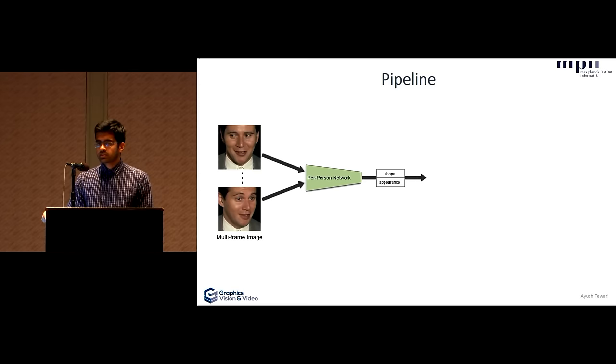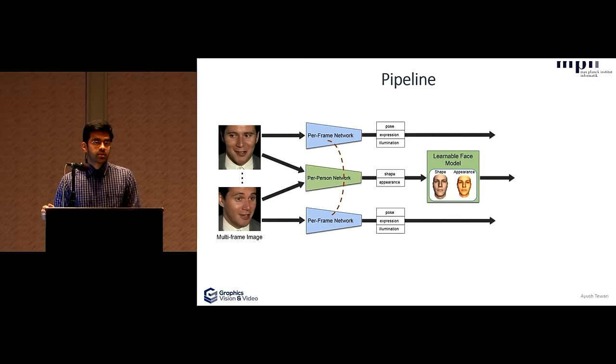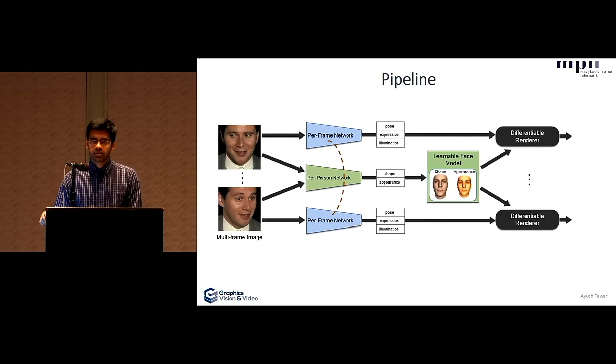Once we have these parameters, these are used as input for our learnable parametric face model. Then we also have frame-specific parameters, as I said, for example, pose, expression, and illumination, which are different for each frame. And these are estimated per frame using Siamese networks. Once we have our reconstruction, we use a differentiable rendering module to project the reconstructions back onto the image plane. And finally, once we have the renderings, our loss function evaluates the photometric consistency between the input frames of the video and the reconstructions. So this is like a model-based autoencoder. We do not need any 3D supervision to train our networks. It's all just videos.